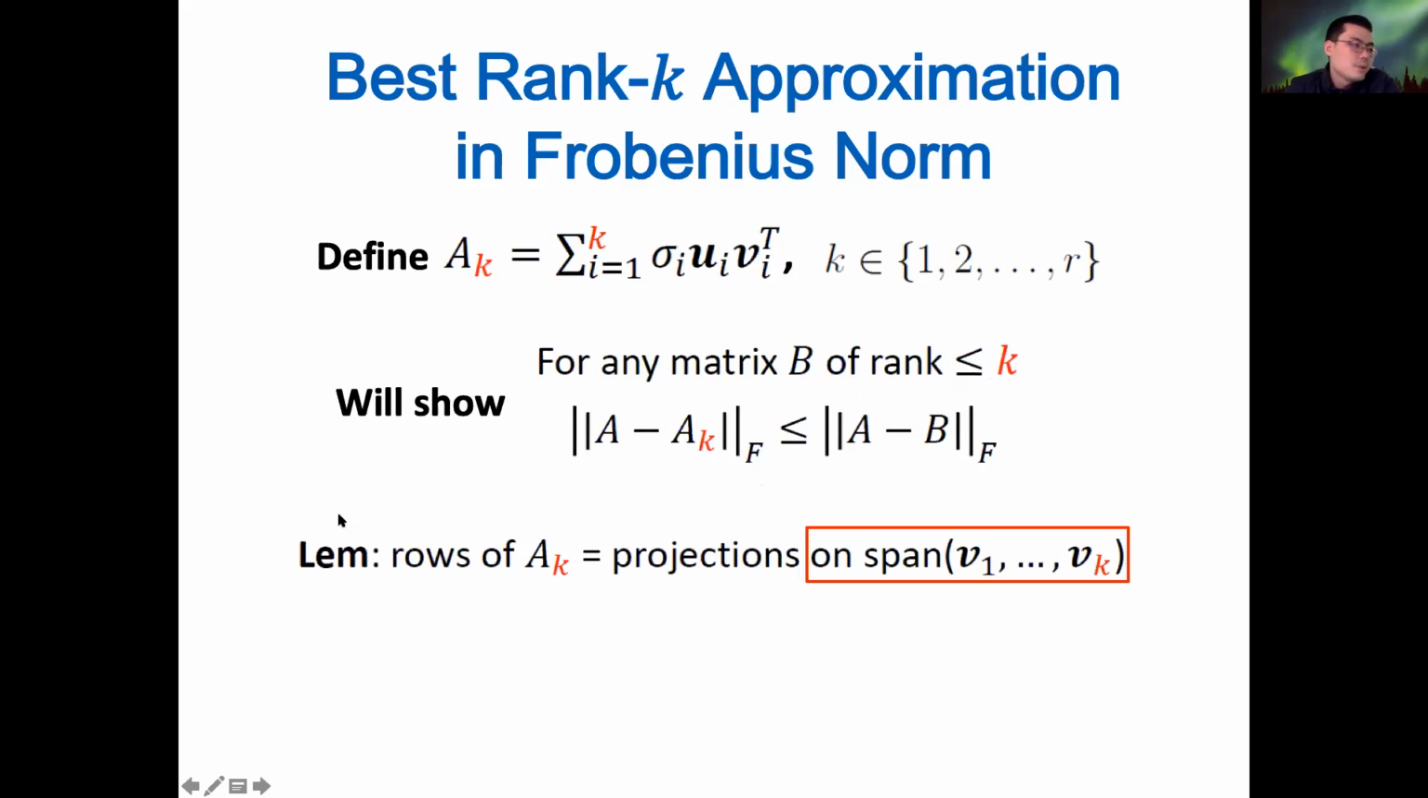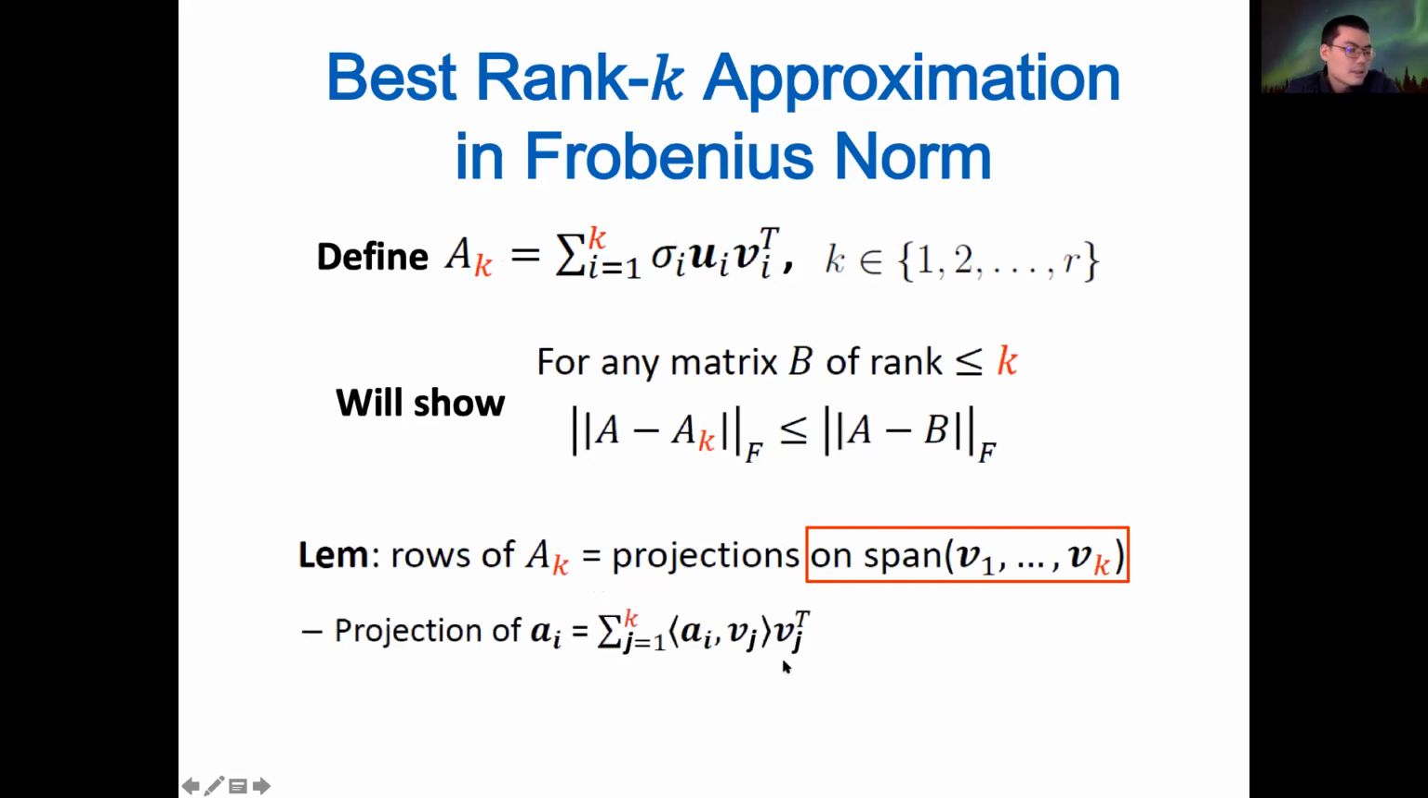So again, in order to show this, we will prove a lemma. A lemma is some preparation to prove this theorem. So we have the rows of AK. Those rows of AK are projections of A on these K dimensions. It's not difficult to see. We just look at this AK, and these are the K dimensions, and these are the coordinates on the K dimensions.